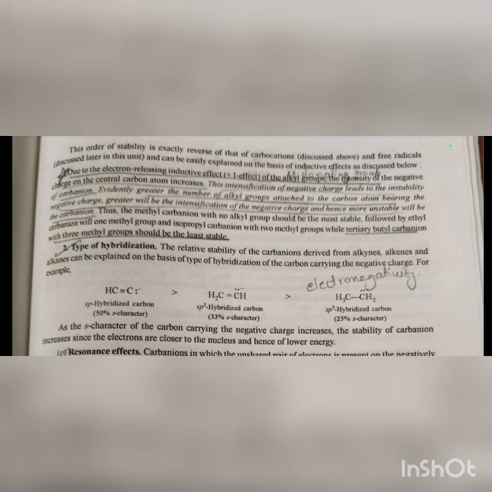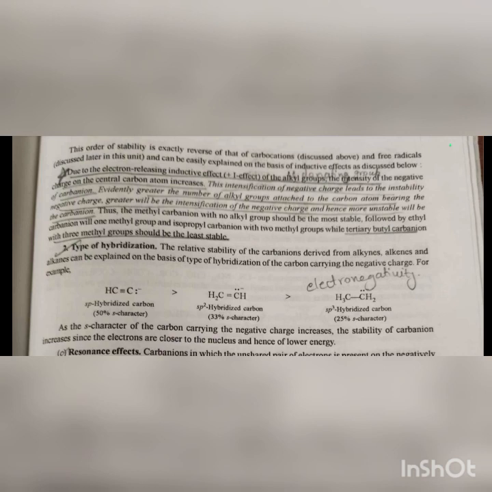Type of hybridization. The relative stability of the carbanions derived from alkynes, alkenes, and alkanes can be explained on the basis of the type of hybridization of the carbon carrying the negative charge. For example, in acetylene anion the hybridization is sp and the s character is 50%. Further, in the ethylene carbanion the hybridization is sp2 and the s character is 33%, and in the ethane carbanion the hybridization is sp3 and the s character is 25%.